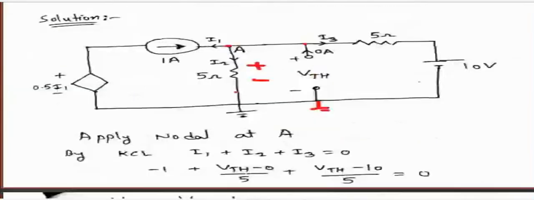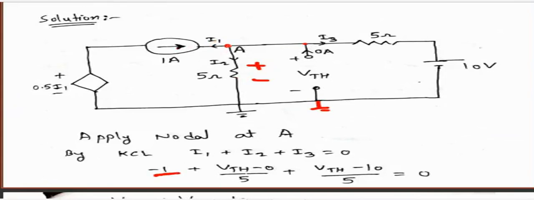Okay. So if I apply nodal at this node, my assumption is that the node is at higher potential, which means all currents are leaving: I1 is leaving current, I2 is leaving current, and this I3 current is also leaving current. So by KCL, sum of leaving currents equals 0. And what is the value of I1? This 1 ampere and I1 are in opposite direction, so minus 1.